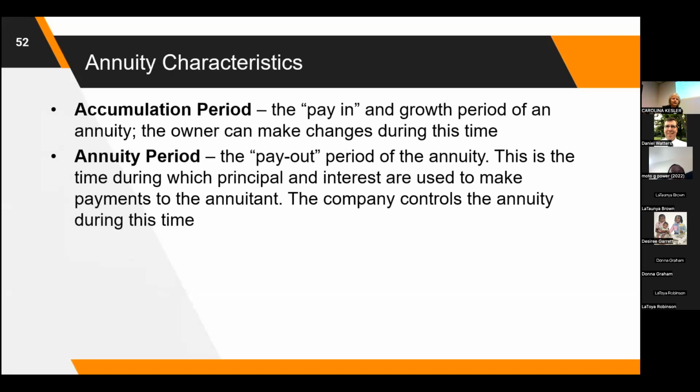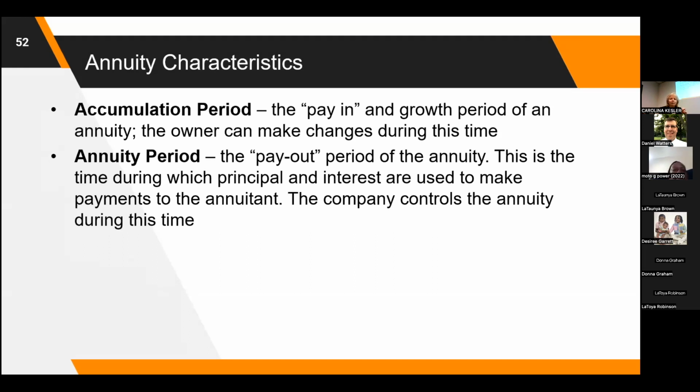So the characteristics still: the accumulation period, that's the pay-in period, when you're accumulating money, right? The owner can make changes during this time. You can pay in whatever you choose. It's your savings, so you can pay 75 this month and 500 the next month and 30 the next month. Who cares? It's your savings. That's flexible. The annuity period, however, is the payout or the liquidation or converting it to a stream of income. All those mean the same thing. You're taking your money out, right?